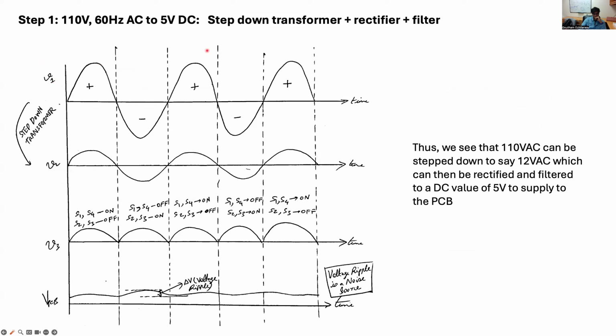So V1 is basically the high AC 110 volt. And then once it has been stepped down, it reduces to, say, 12 volt or 5 volt, depending on the turns ratio. And then the rectifier itself, by adjusting the way the switches turn on and off, you can convert this dual polarity sinusoid into a single polarity kind of waveform that is shown here. And then this obviously has an average DC value, but also has harmonics in it.